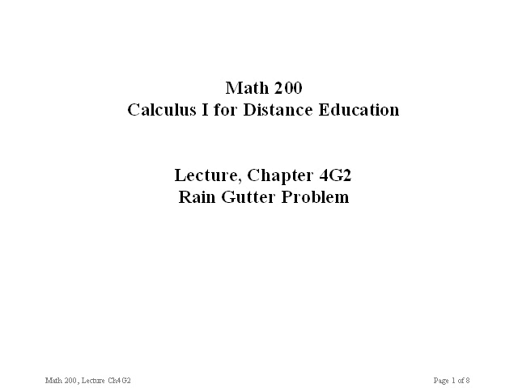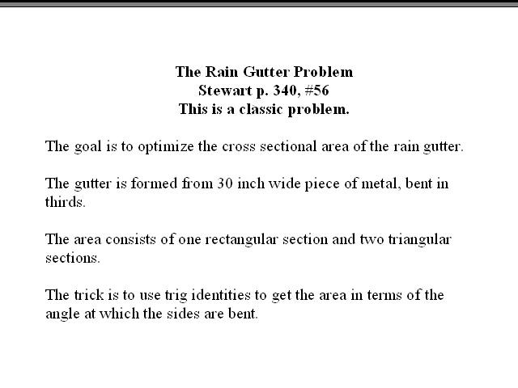This is lecture 4G2 for Calculus 1, the rain gutter problem. This rain gutter problem is a classic problem both in trig and in calculus. You might have solved it in trig as well. Here in calculus, it's an optimization problem.